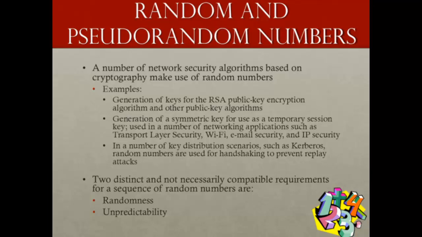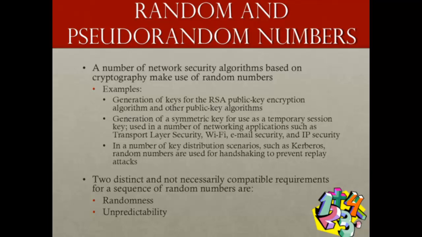A number of network security algorithms based on cryptography make use of random numbers. For example, generation of keys for the RSA public key encryption algorithm, described in Chapter 3, and other public key algorithms. Generation of a stream key for a symmetric stream cipher, discussed in the following section. Generation of a symmetric key for use as a temporary session key.